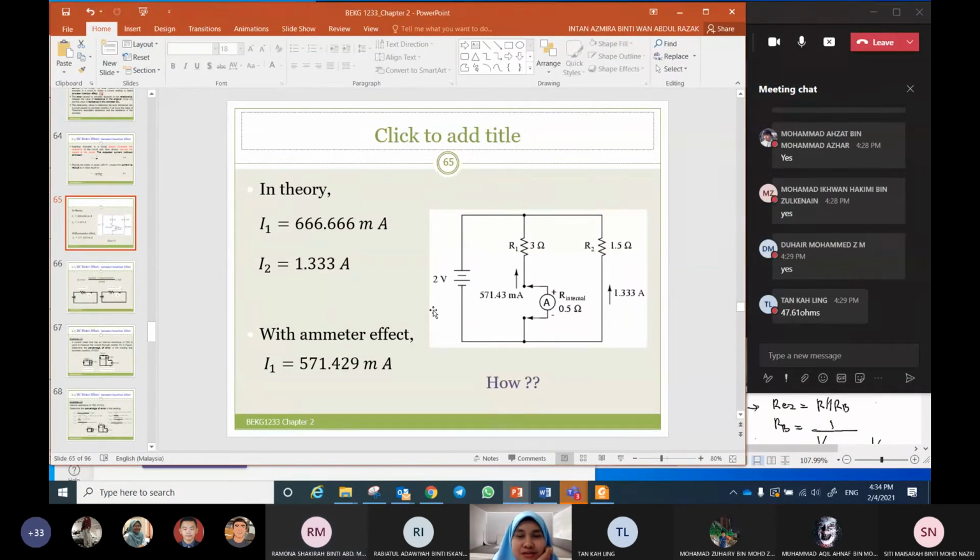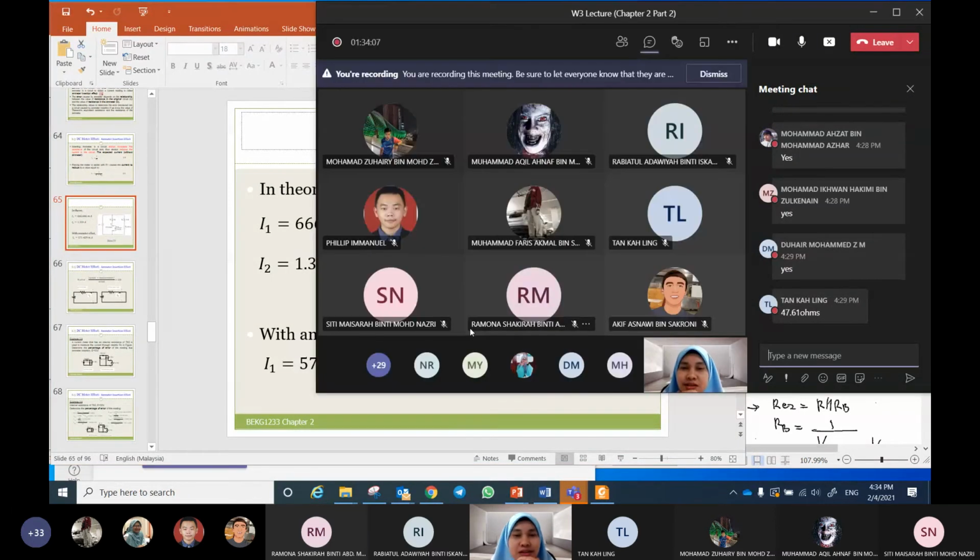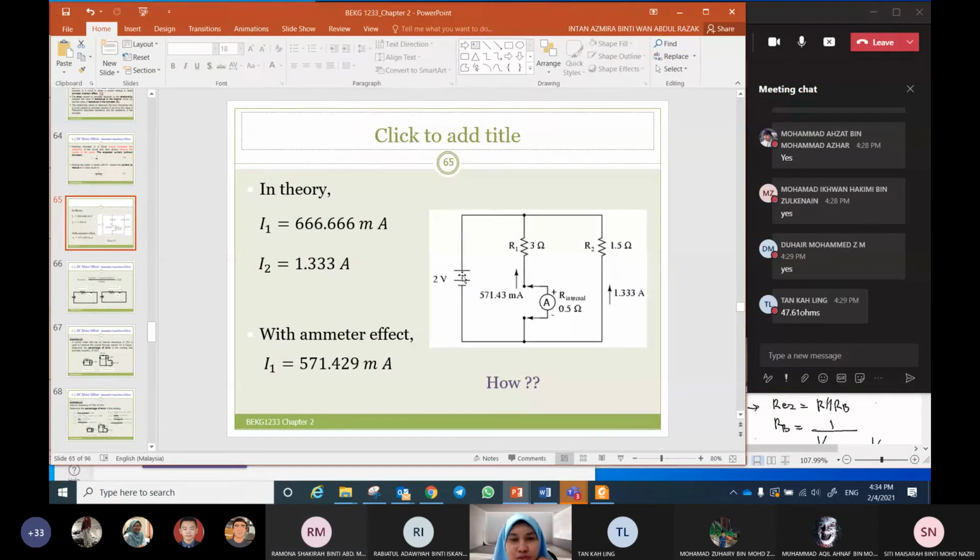So, what divide what? 2 divided by 1.5. We directly get the answer because this is a parallel circuit. The 2 volt from the source will give 2 volt here and 2 volt here. So 2 divided by 1.5, we get 1.333. And then how about the current flowing through R1? 2 divided by 3, we get 666.66 milliamps.